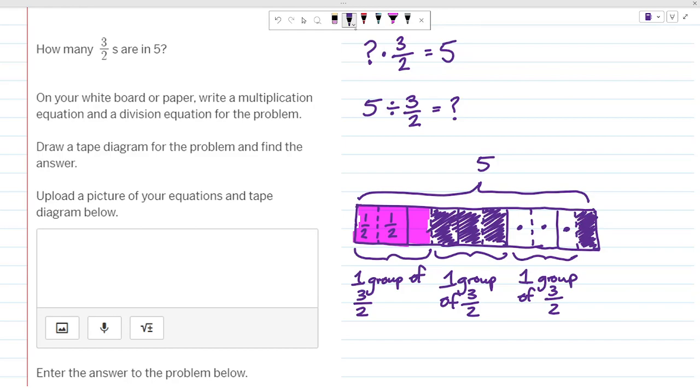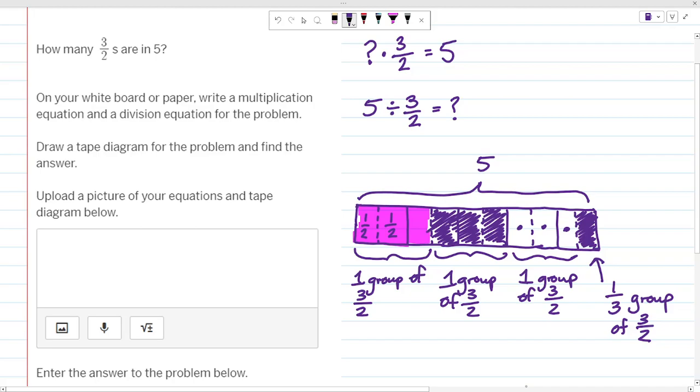So how many groups is that? If I need 3 of these halves to make one group of 3 halves and I only have 1 of them, then what portion of our group do I have if I have 1 out of 3 that I need? This is 1/3 of a group. So this is the tape diagram, or something similar, that you want to be able to take a picture of and upload it.